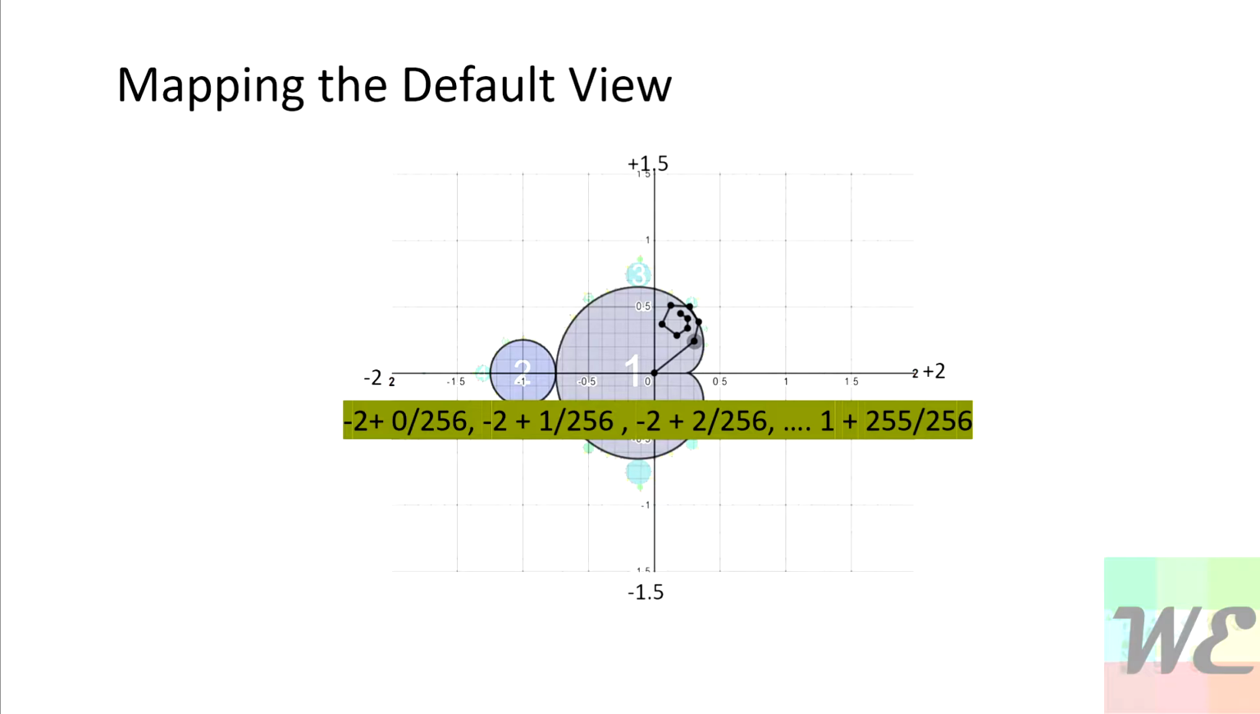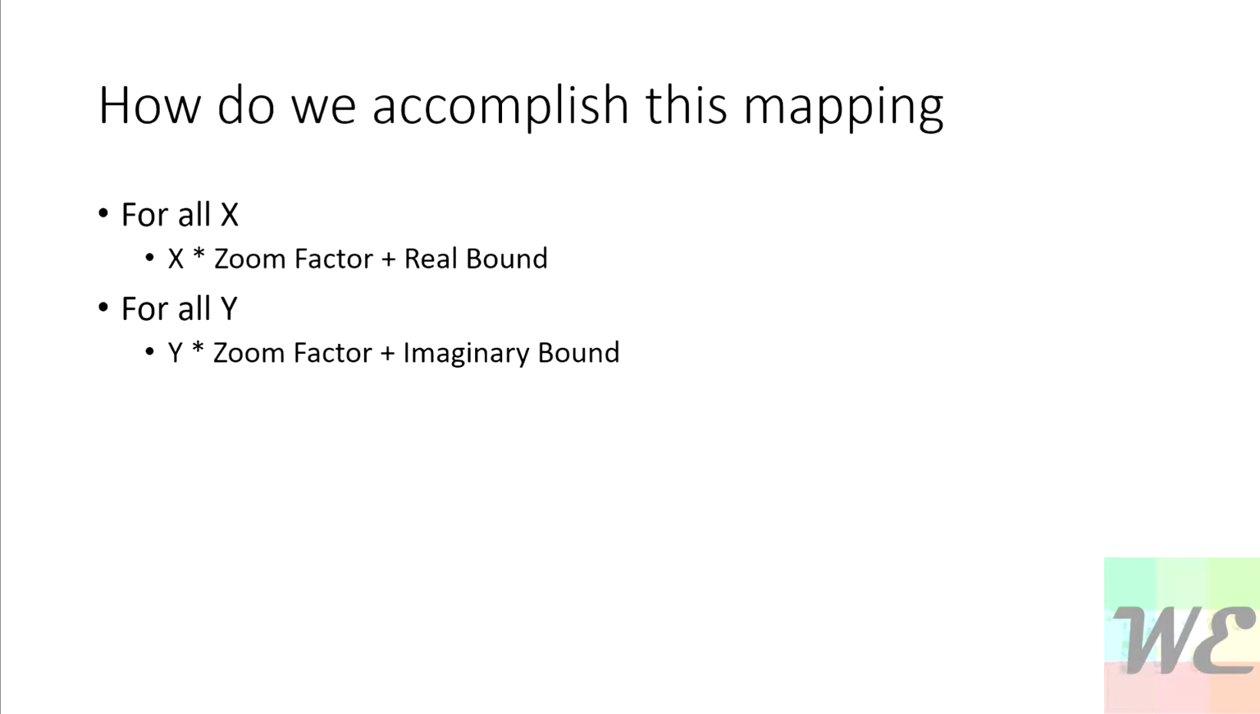Then you do the same process for the y's. Instead of starting at -2, you start at -1.5, and it works out the same way to get to 768. You can see that here. So this is actually the math that we need. For all x addresses, we take the x times the zoom factor and add the real bound, and that's the real value. The same goes for the y's and the imaginary value.